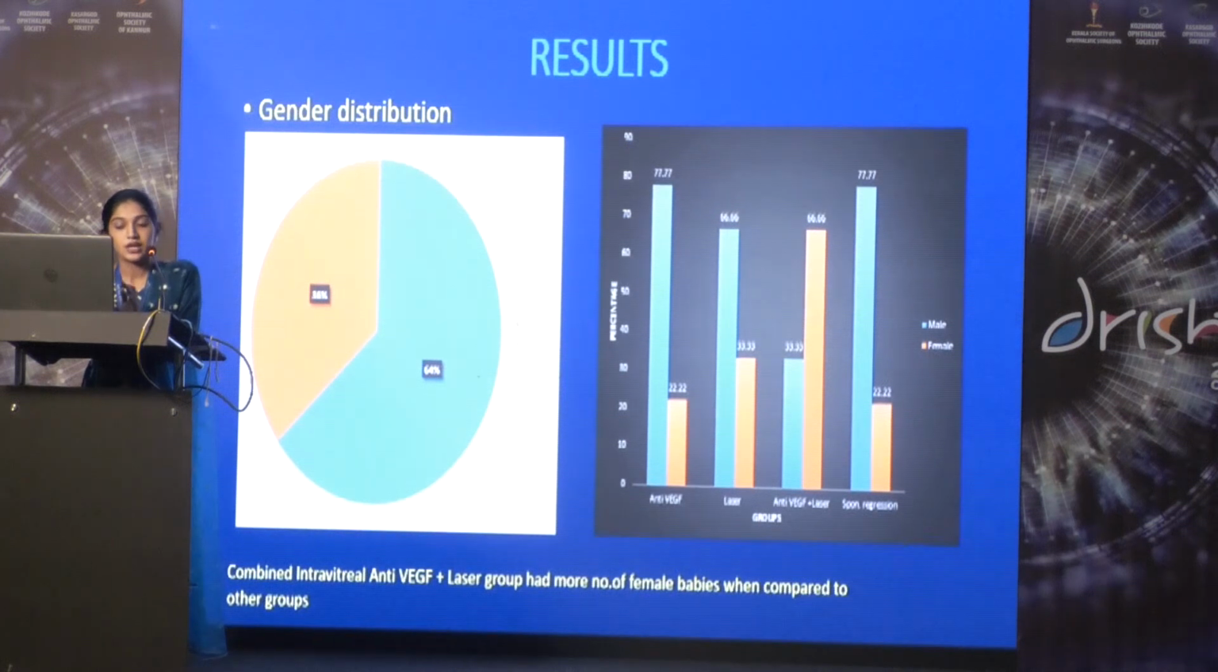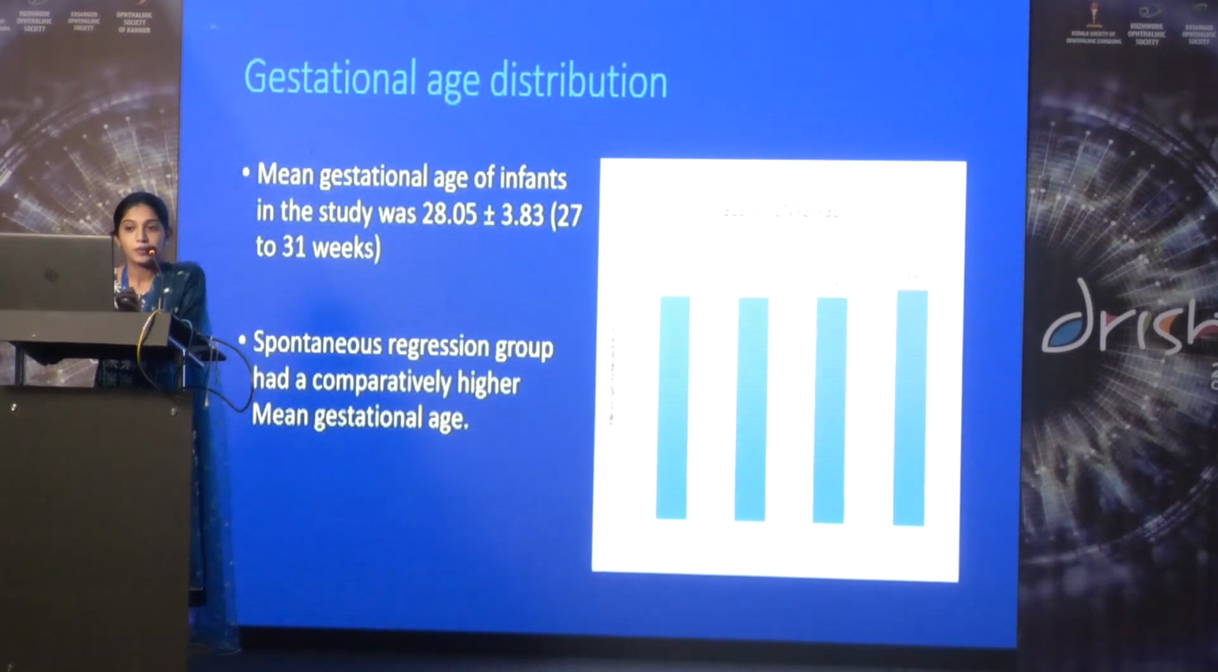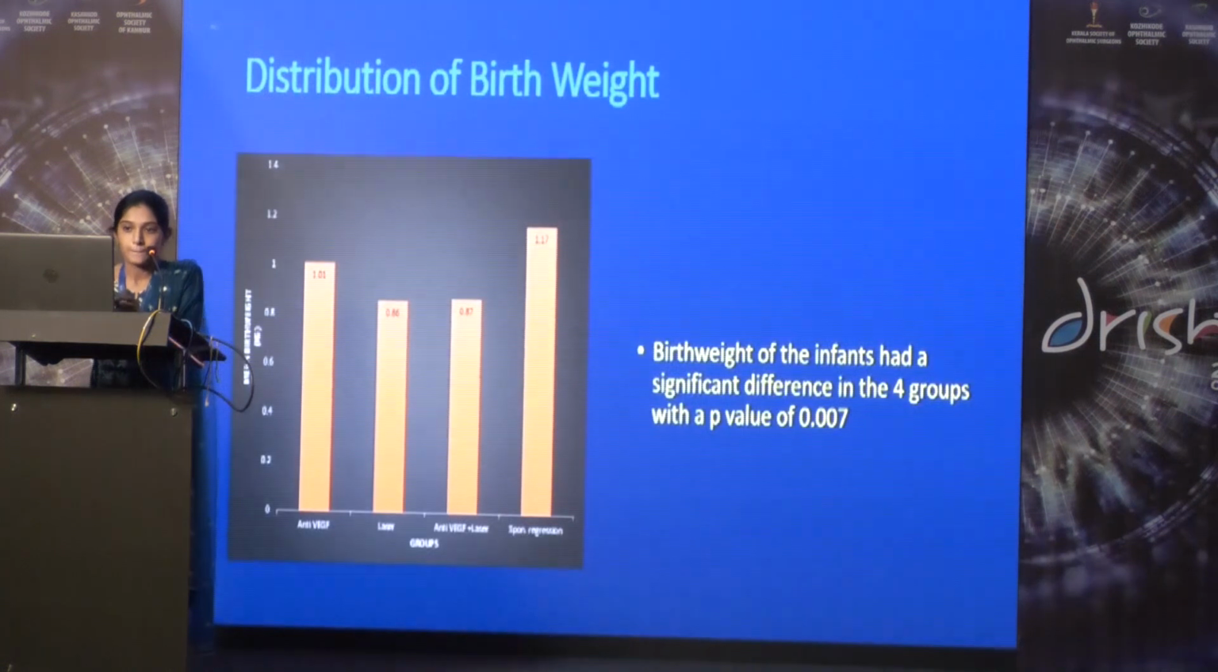Coming to the results, 64% of the infants in my study group were male and 36% were female, and the other chart shows the distribution of males and females among the 4 groups. Mean gestational age of infants in the study group was 28.5 with a standard deviation of 3.83. Coming to the distribution of birth weight, there was a significant difference among the 4 groups with a p-value of 0.007, and the spontaneous regression group had the highest mean birth weight.